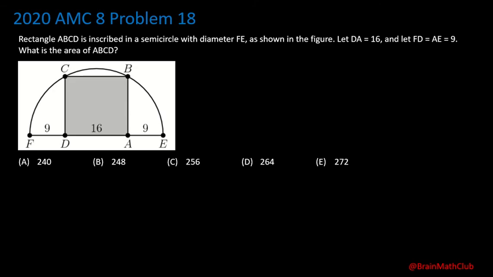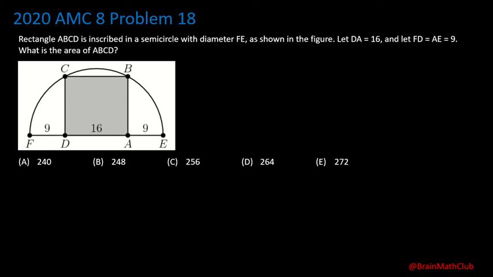Hey everybody, today we're going to be solving problem 18 of the 2020 AMC test. So let's start. Rectangle ABCD is inscribed in a semicircle with diameter FE as shown in the figure. Let DA equal 16 and FD equal AE equal 9. What is the area of ABCD?